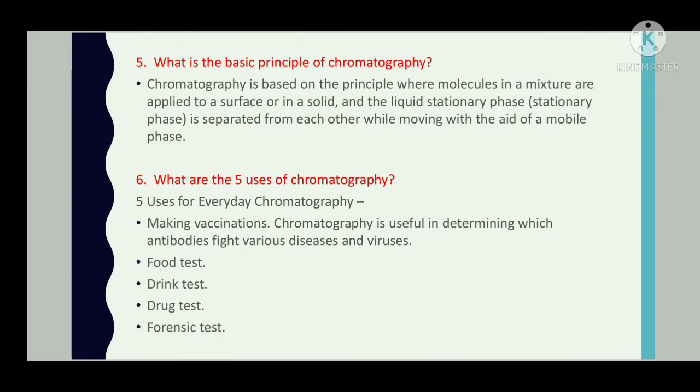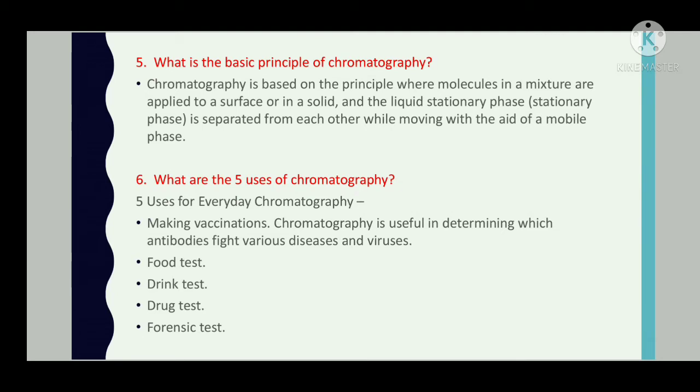What is the basic principle of chromatography? Chromatography is based on the principle where molecules in a mixture are applied to a surface or in a solid. The liquid stationary phase is separated from each other while moving with the aid of a mobile phase.